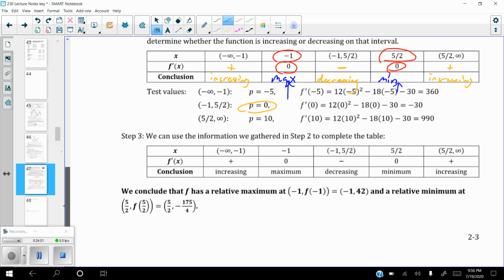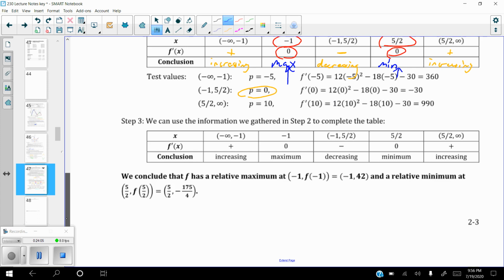All right, I hope that makes sense. So our conclusion at the bottom is that the point -1, f of -1, which is -1, 42. How did I get the 42? You have to plug -1 back into the original function to get that value. So this is a y value from the original function.